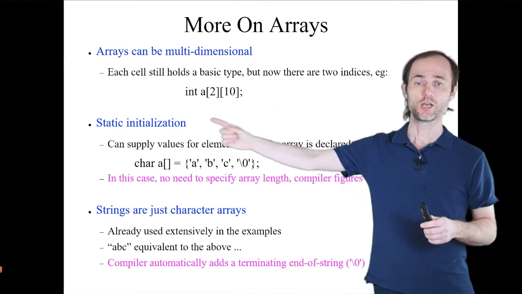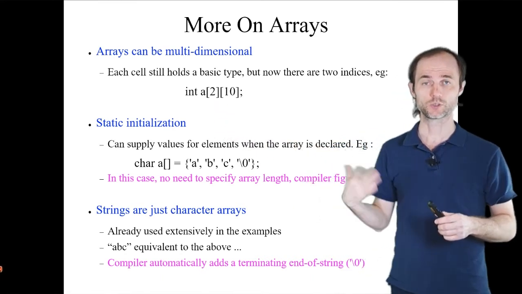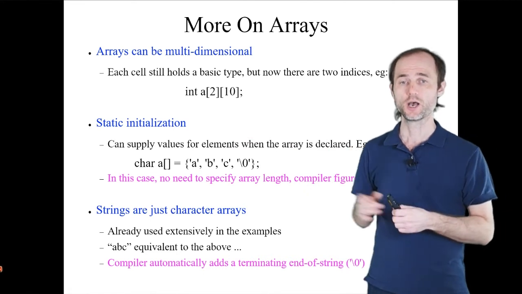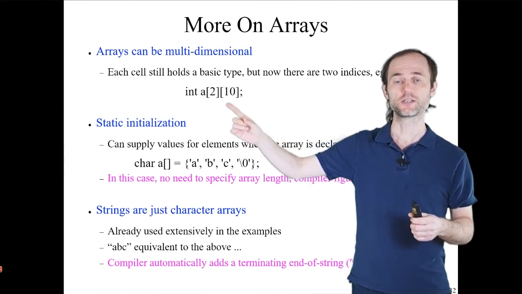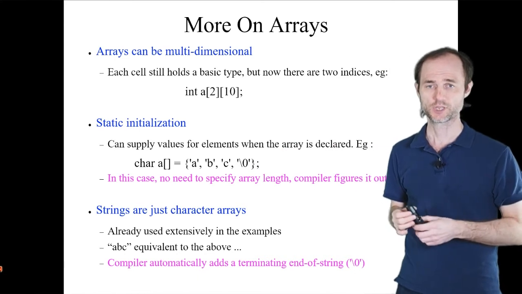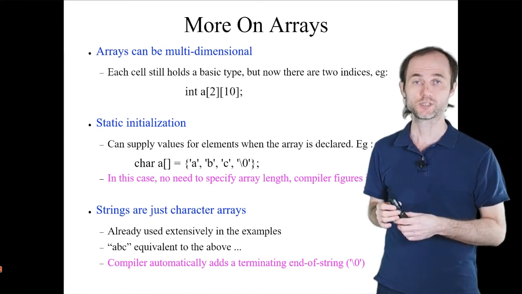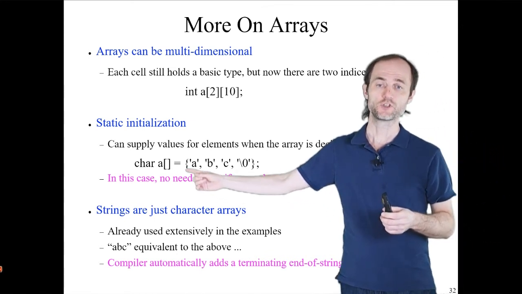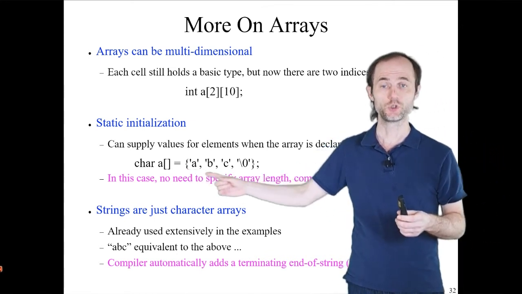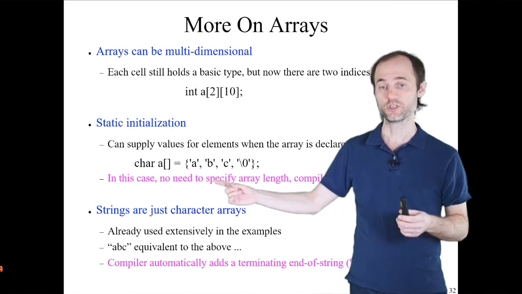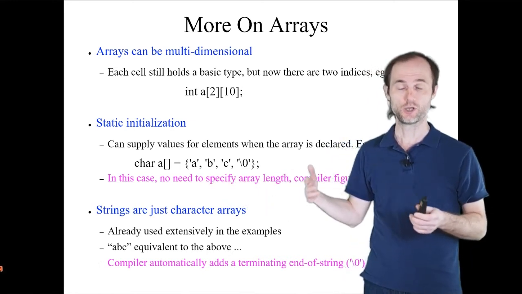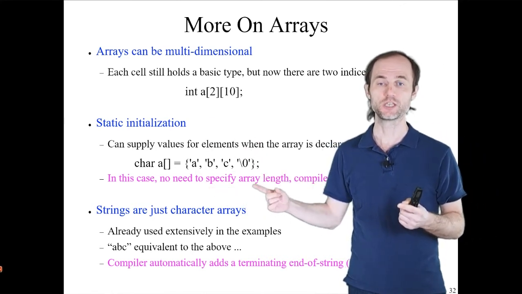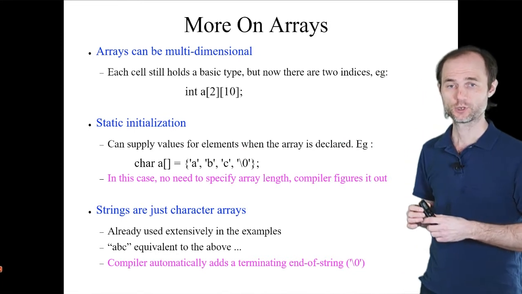So for instance, you can have two values in brackets, one after the other, and this will be an array that has 2 dimensions. The first dimension has 2 elements, and the second dimension has 10 elements. And you can initialize arrays statically, like this, for instance, in which case you don't have to specify the number of elements in the array. Because you specified the elements in the initialization, the compiler will figure out the size of the array to hold these elements. In this case, it will be an array of size 4.